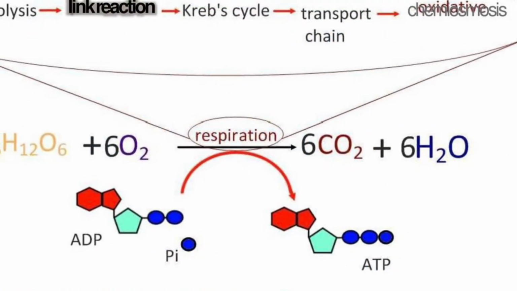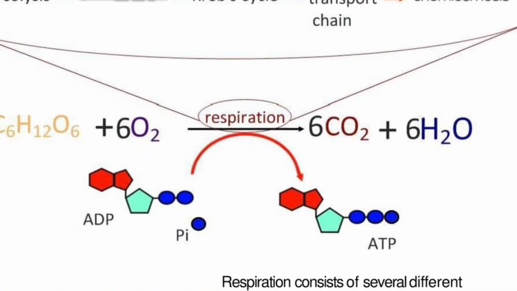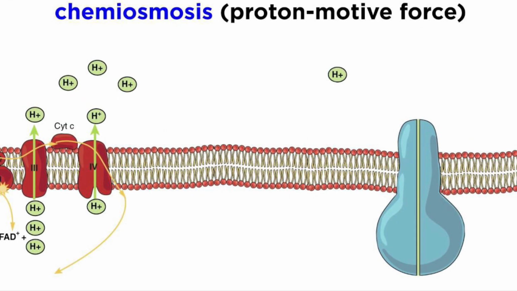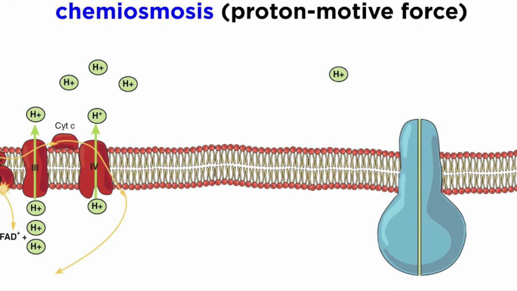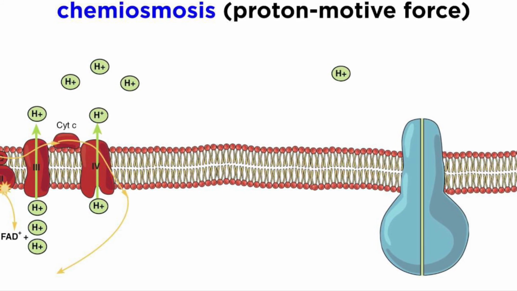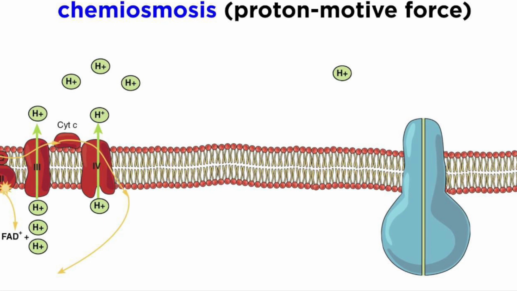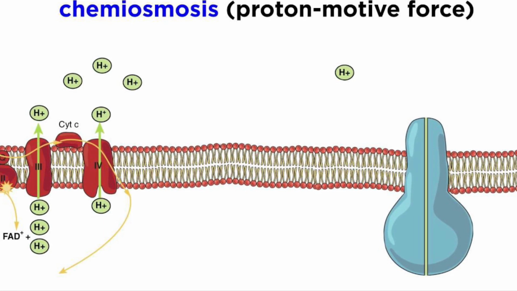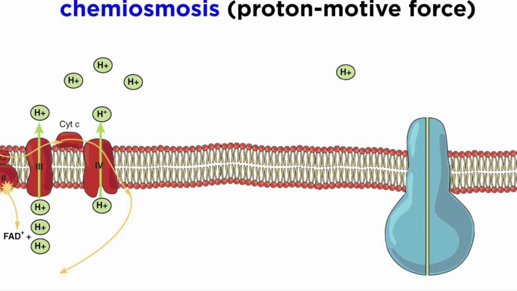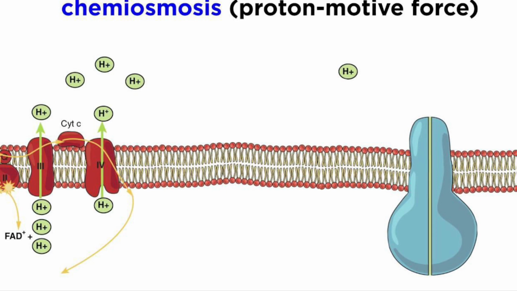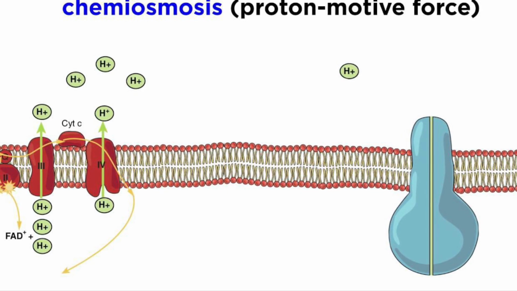The final step is chemiosmosis. Chemiosmosis is the diffusion of ions across a semi-permeable membrane through a carrier protein. In this case, the ions are hydrogen protons and the carrier is ATP synthase. The flow of the hydrogen protons through an ATP synthase generates ATP.